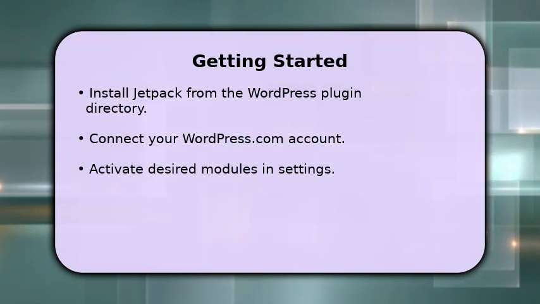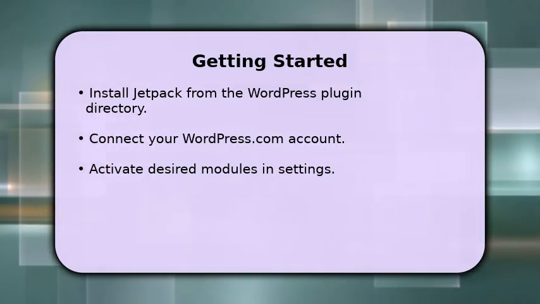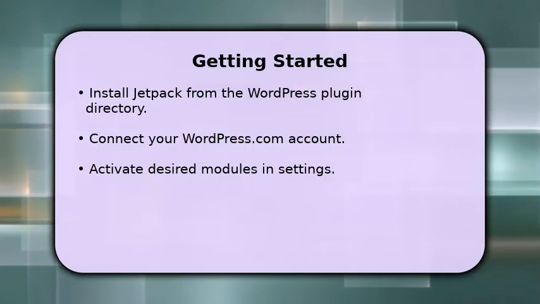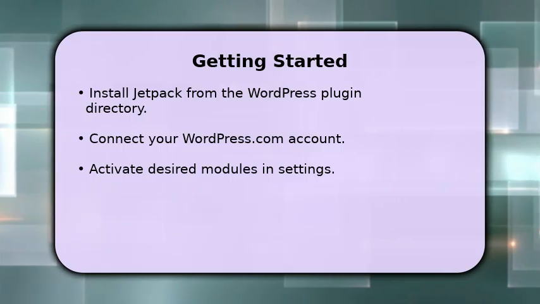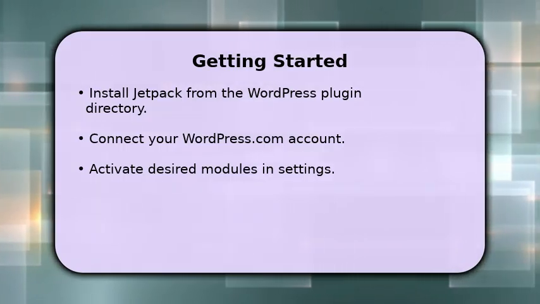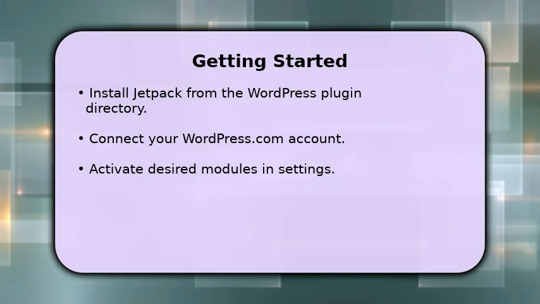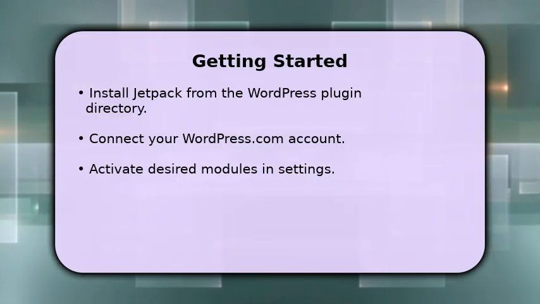Getting started with Jetpack is straightforward. First, install the plugin directly from your WordPress dashboard's plugin directory. Next, connect it to your WordPress.com account, which is free and unlocks many features. Finally, navigate to the Jetpack settings to activate the specific modules you need, customizing it perfectly for your website's requirements.